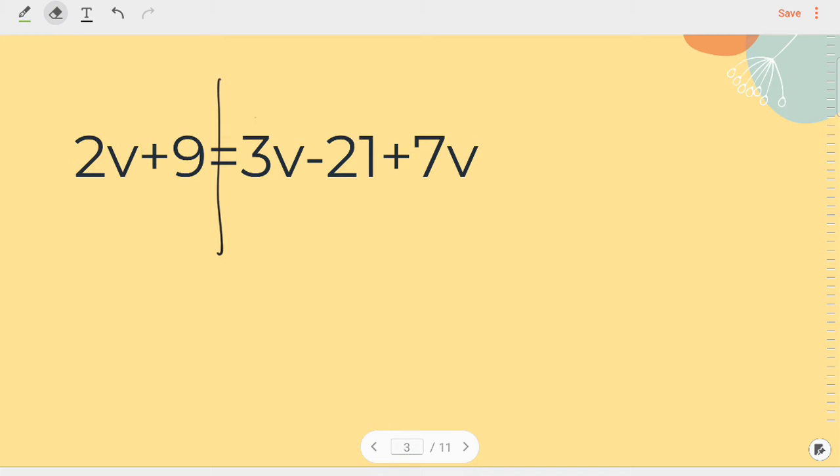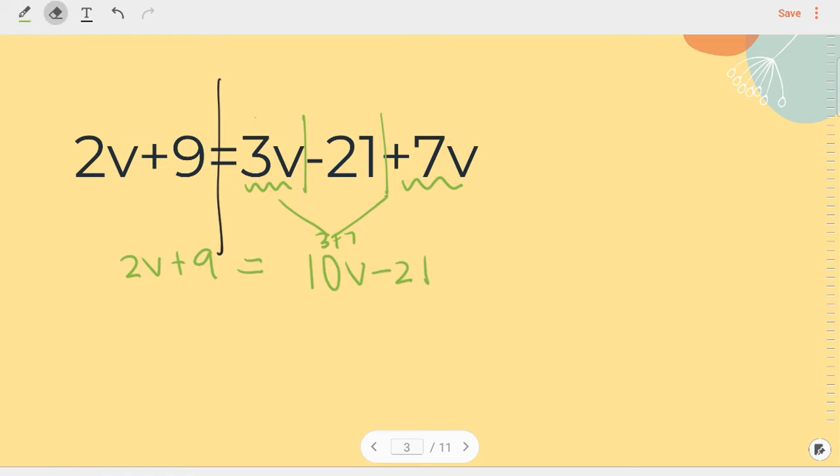So I leave the left side alone and I go to the right side and I say, okay, splitting them apart, I've got 3v, negative 21, and 7v. Can I combine anything on this side? Well, 3v and 7v are like terms. So yes, I can combine them. Together they make 10v because 3 plus 7 is 10. And remember, after I combine, I always bring down what's left over. So this right side simplifies to 10v minus 21. Fantastic. On the left-hand side, I'm just going to rewrite what I have.